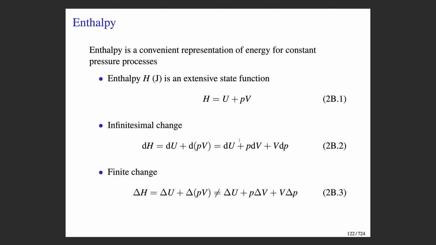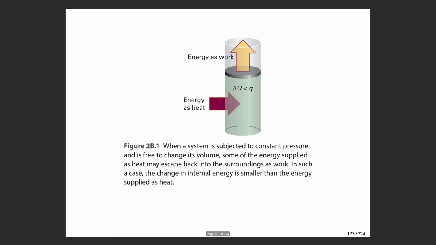If you're looking at finite changes in enthalpy, you can consider the finite change in each term separately. However, when you're working with the delta, you may not apply the product rule. So you can't apply the product rule to this term. That's what I wanted to point out here, and how to calculate a difference between the infinitesimal change and the finite change. Well, on the next slide here, I've taken a figure from the textbook, which is used to explain the difference between internal energy and enthalpy.